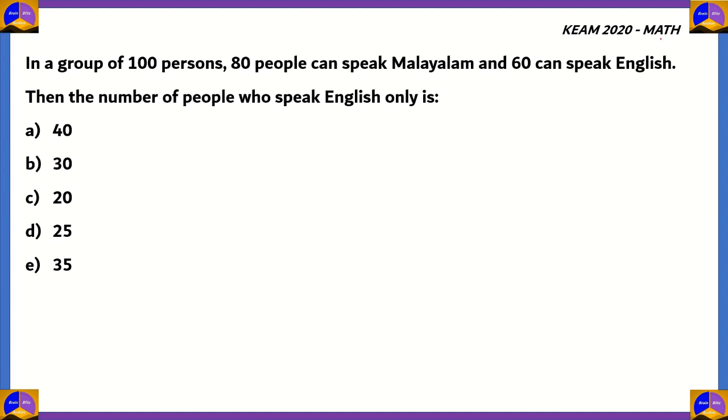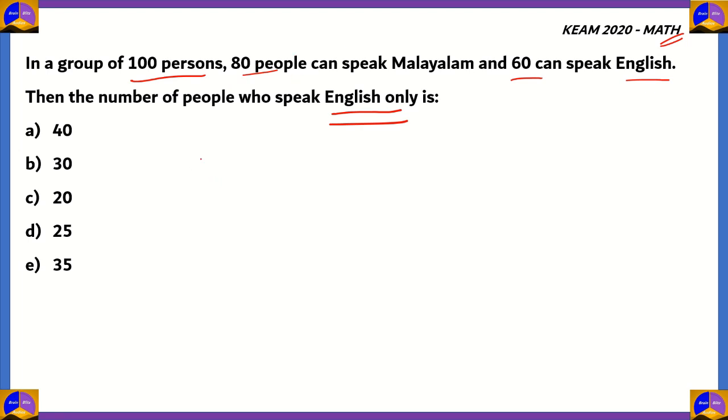Now let's look at some questions of mathematics. In a group of 100 people, 80 people can speak Malayalam and 60 can speak English. The number of people who speak English only is? Well, in this group, we will consider that all of the 100 people speak one or the other language.